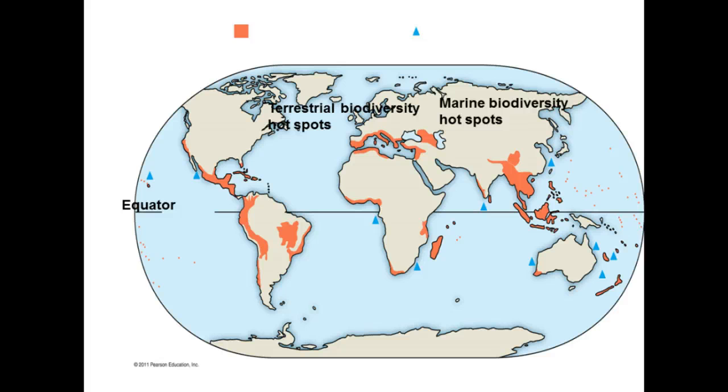Now here are the locations of some of the Earth's terrestrial and marine biodiversity hotspots. Designation of hotspots is often biased towards saving vertebrates and plants. And hotspots can change with climate change. Get that in your notes.